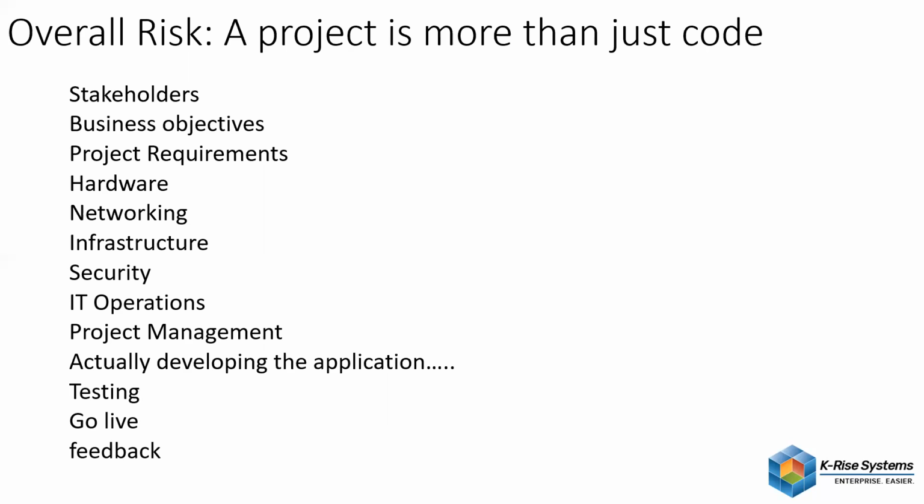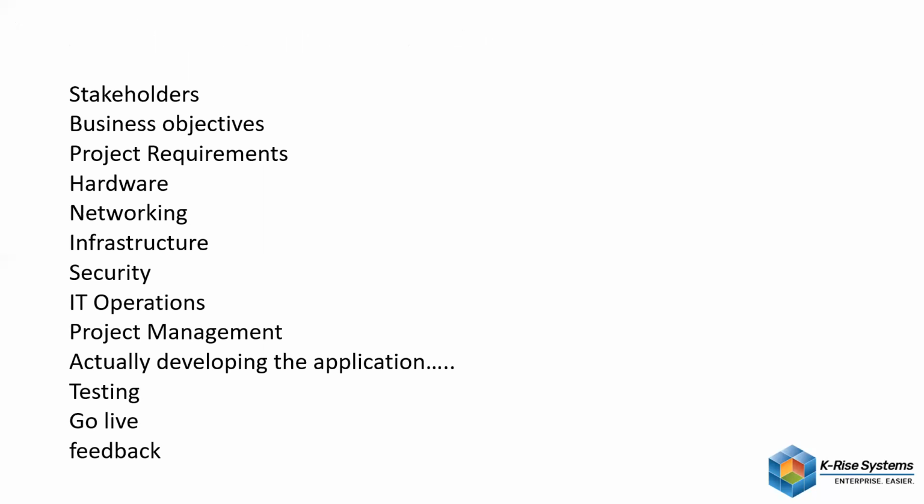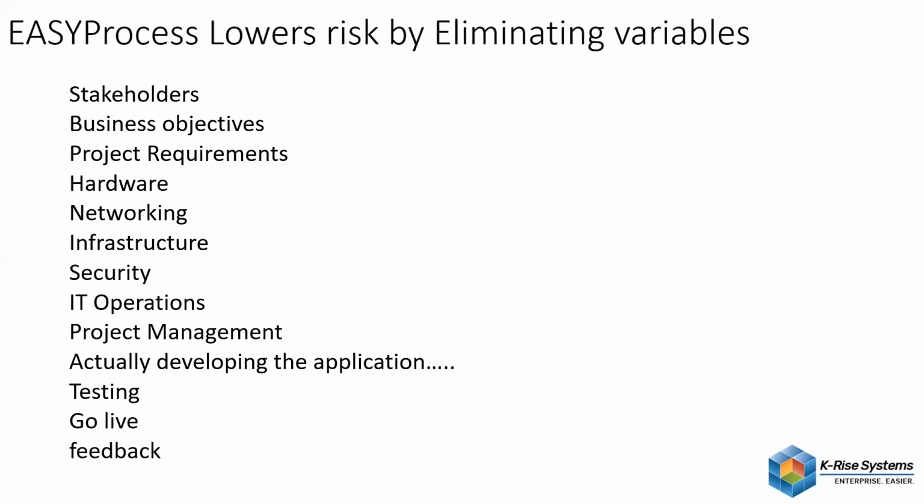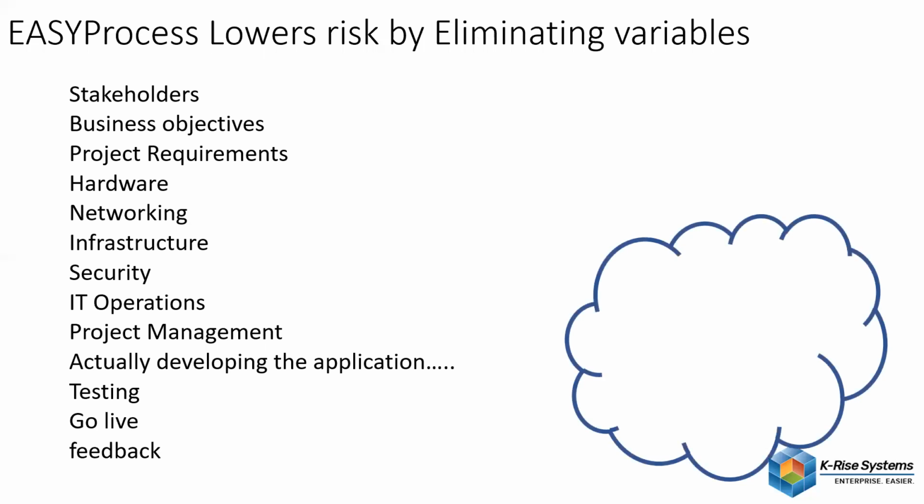So what can we do as a company and as a platform provider for JD Edwards to help you mitigate this? And I think we do a pretty good job of it. We lower that risk by eliminating some of these variables. So everything you do in EASYProcess is done in the cloud. So we can get rid of networking, infrastructure, and hardware. So you don't have to worry about that anymore.